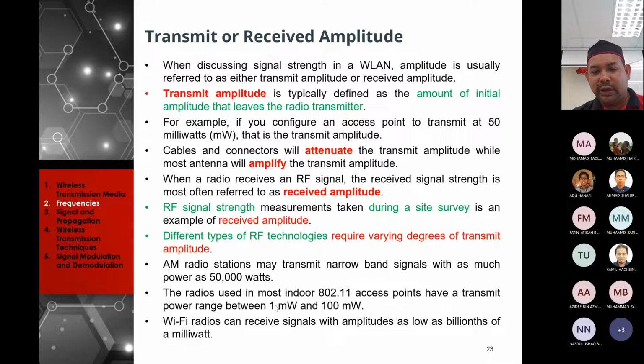This is 10 to the power of -3 also. Okay. This is 10^-3. 50 times 10^-3 watt. 1 times 10^-3, it is inverted. It is much smaller, by a factor of 50. A Wi-Fi radio can receive a signal with amplitude as low as billionths of a milliwatt.